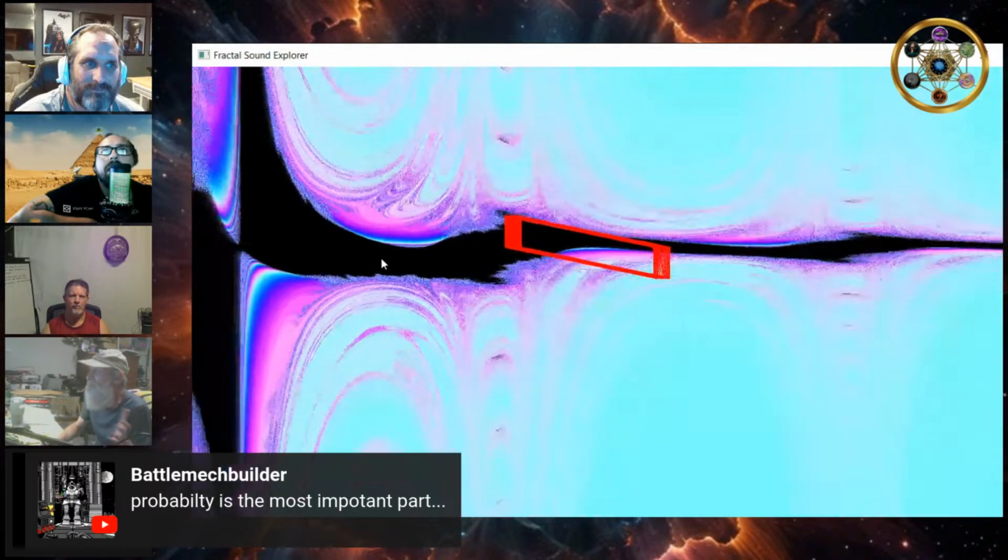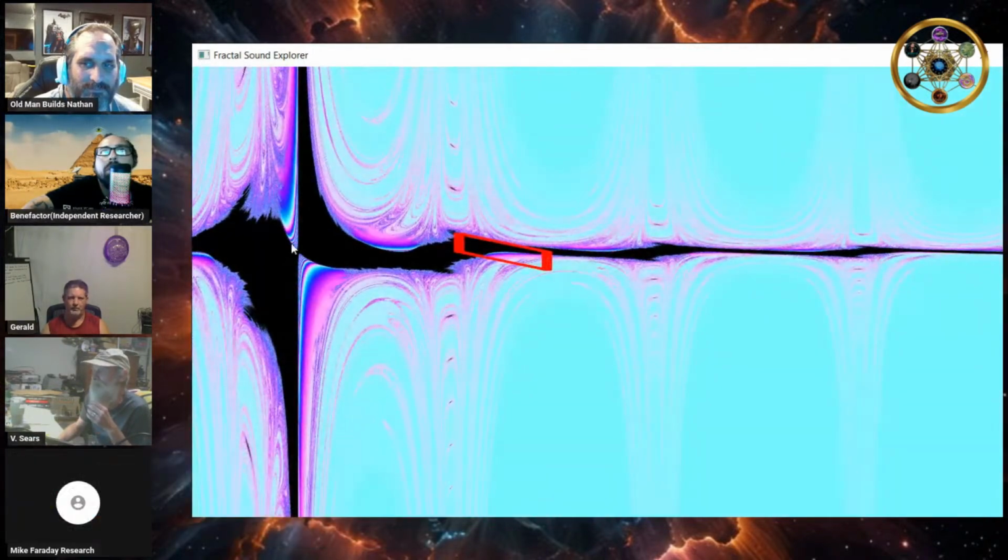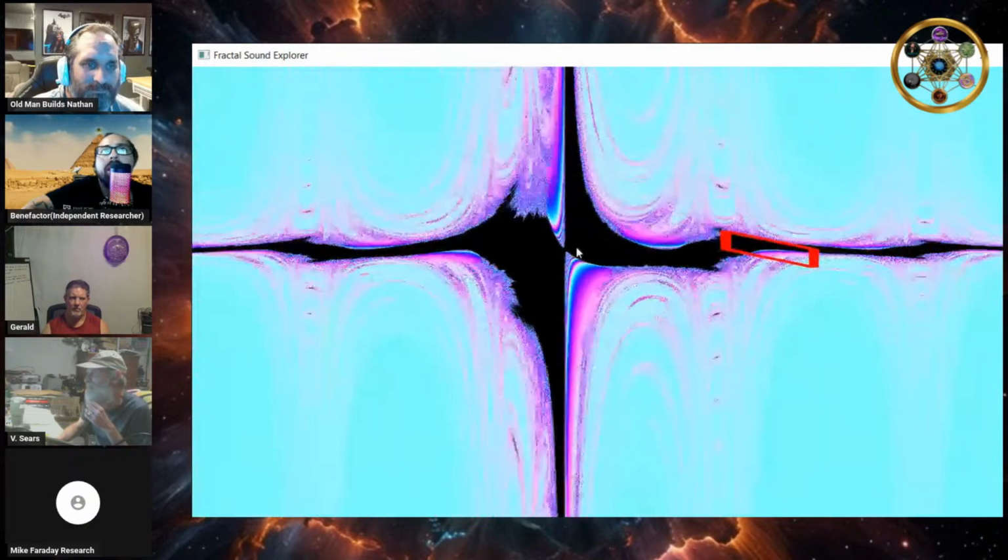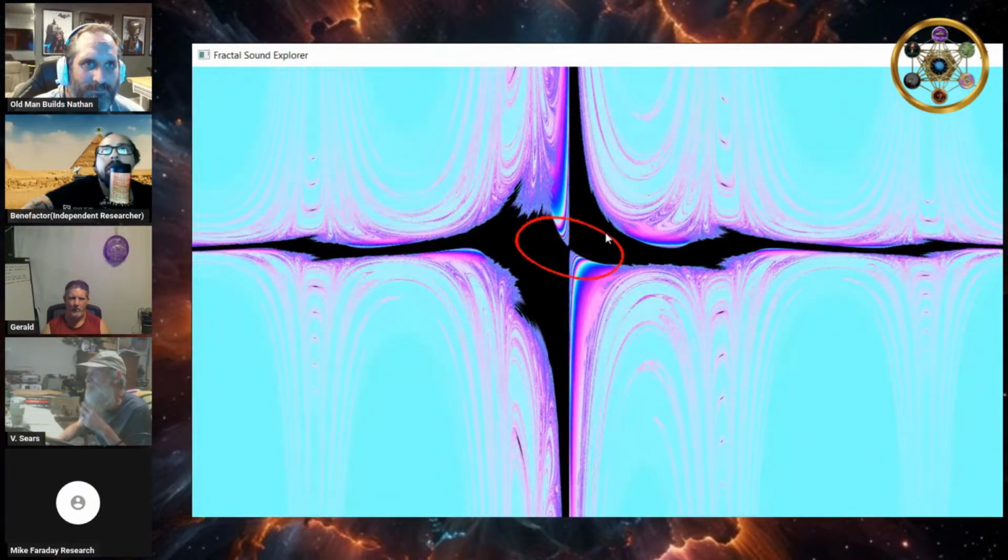Do you ever get that? You don't ever get it where it's not in the one area in the black, right? It's always one area in the black and one area in the matter.